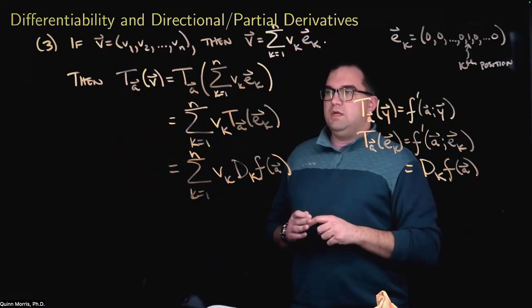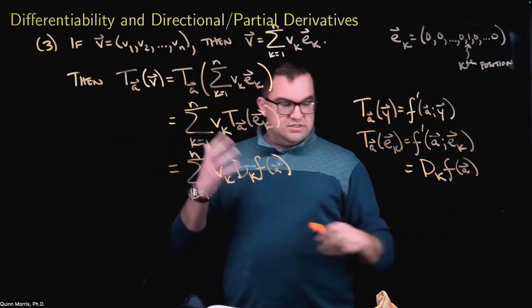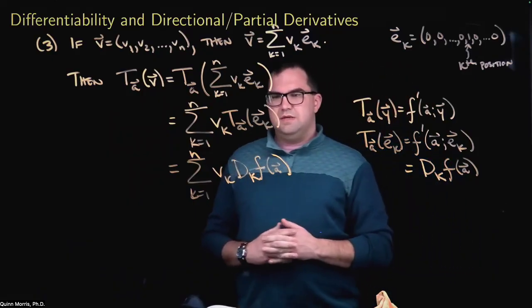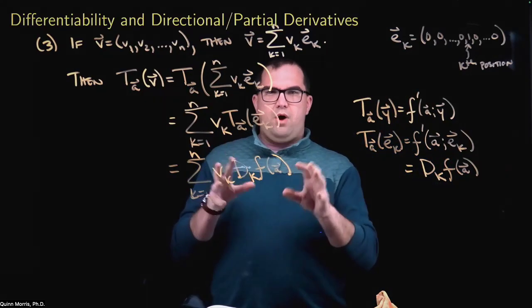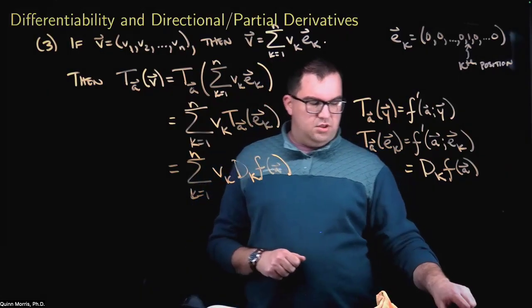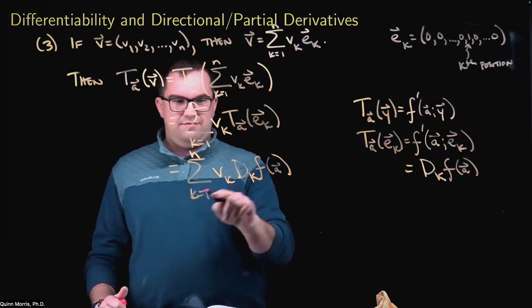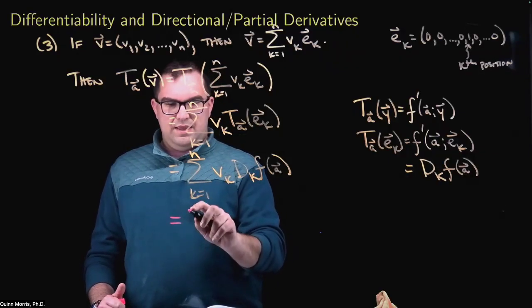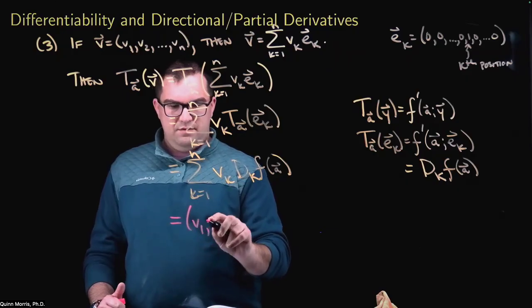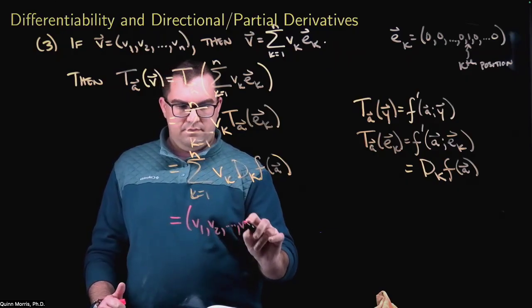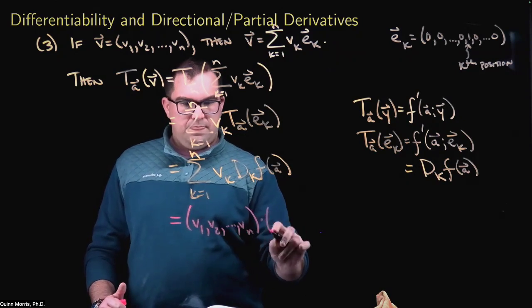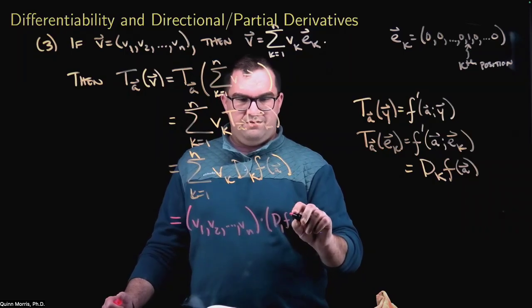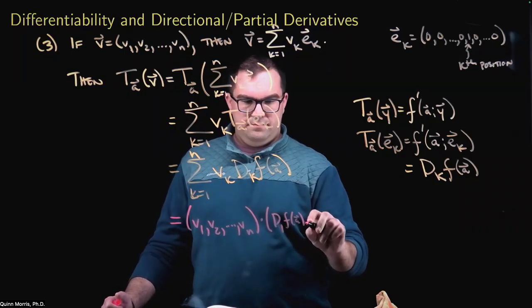All right. Now, this is great. This is the theorem we wanted to prove. But I want you to notice that when I look at this, it almost looks like an inner product. I have a sum of products of scalars. So this sort of looks to me like an inner product of the vector v with the vector whose entries are the partial derivatives with respect to each variable.